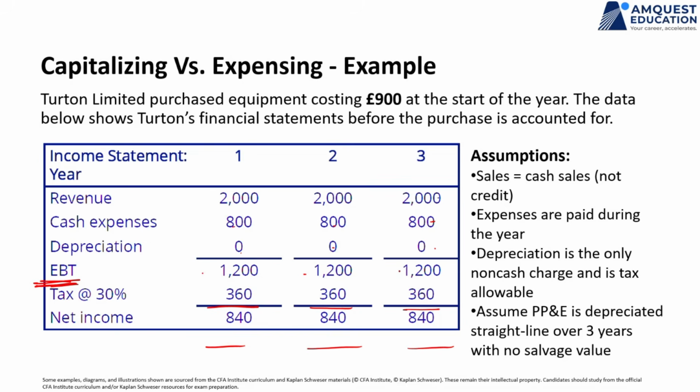Now, let's look at it. How does this table shape up when we decide about capitalizing versus expensing? How would the data effectively look?